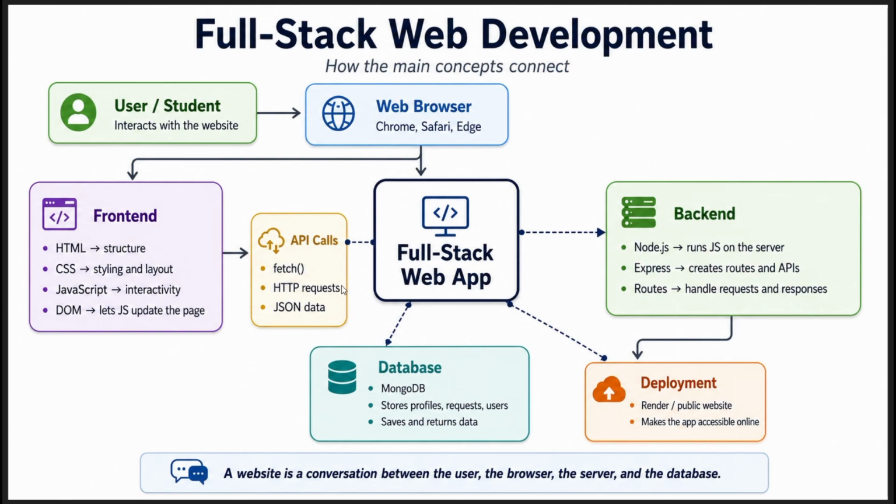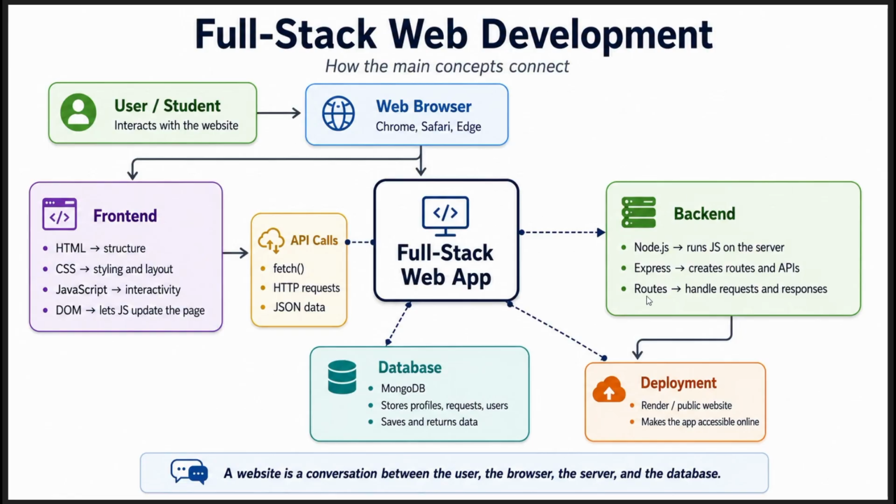For example, in the Project 2 website that I created called SkillBridge, a student would fill out a form to create a skill profile. The front end collects that information and sends it through an API call. The data is usually sent as JSON, which is basically a format that looks very similar to JavaScript objects. This makes it very easy for the front end and back end to understand each other.